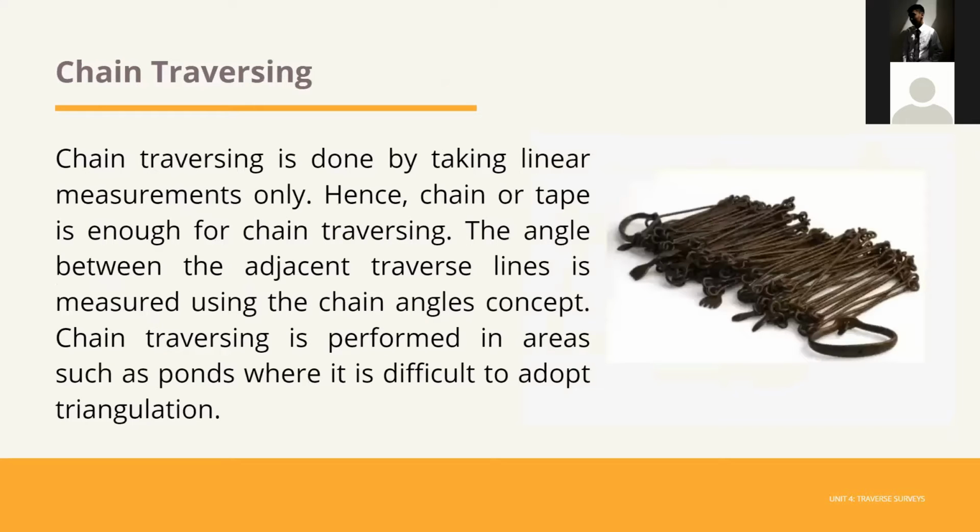So the first method is called chain traversing. It is done by taking linear measurements only, hence a chain or tape is enough for chain traversing. The angle between the adjacent traverse lines is measured using the chain angles concept. Chain traversing is performed in areas such as ponds where it is difficult to adopt triangulation. So the chain angle concept is about finding the angle between two adjacent sides by establishing the third side using a tie station. This angle between the sides can also be fixed by establishing a chord of known length between the sides. So this one in the picture is called a surveying chain.